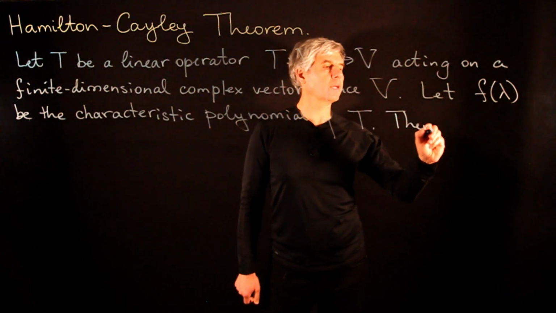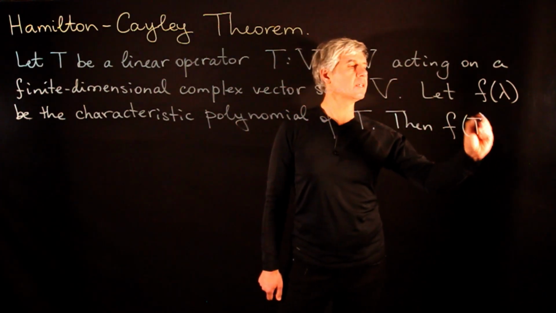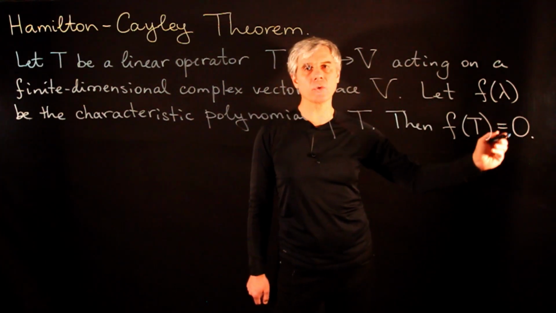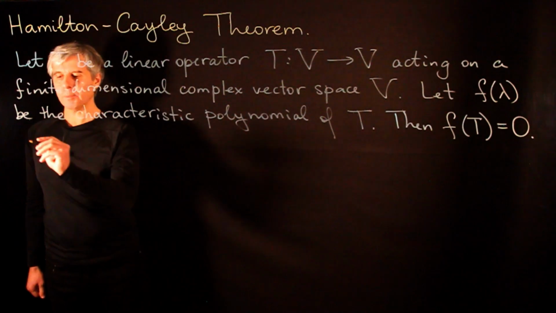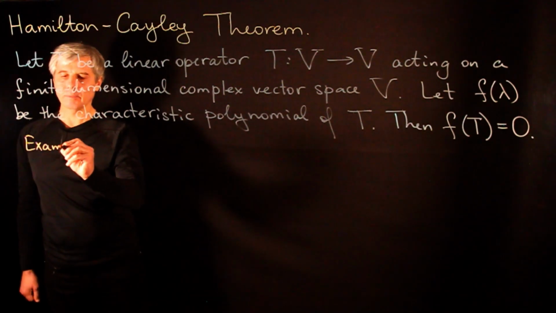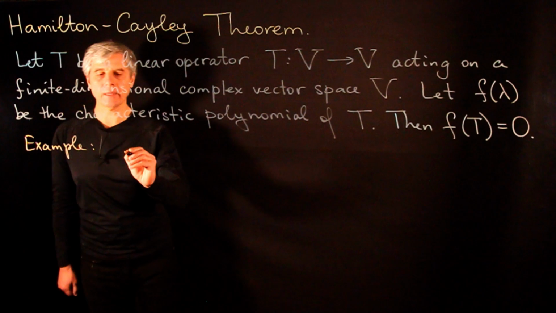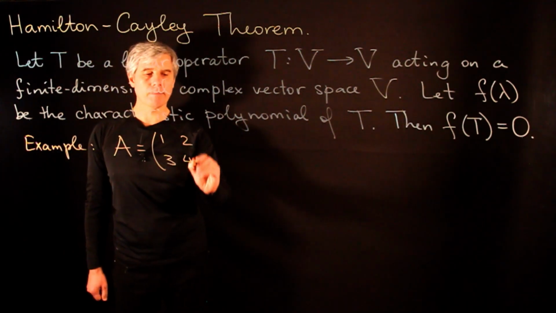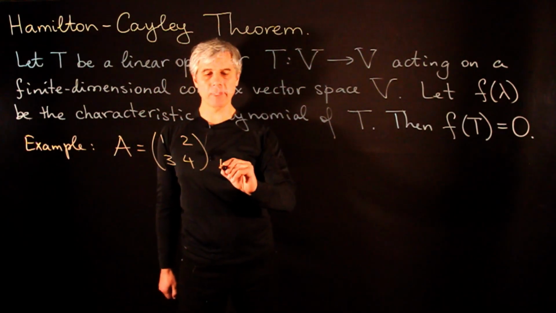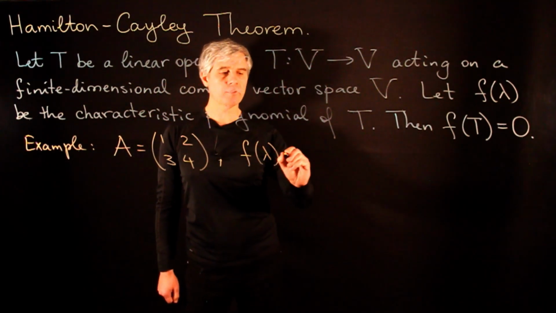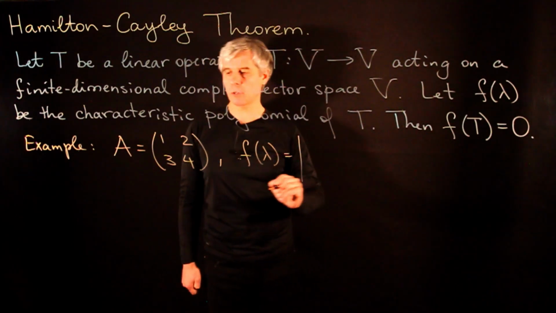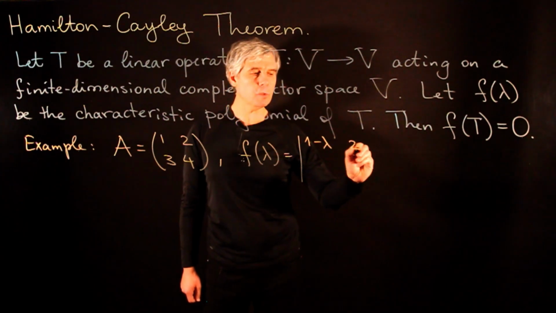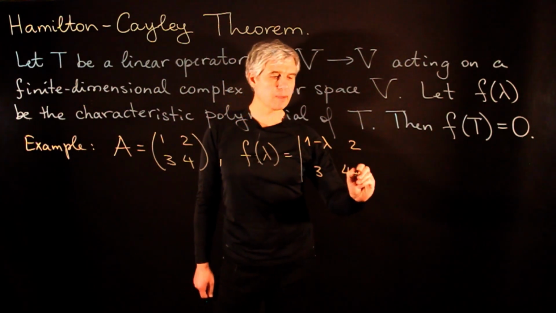Then f evaluated at T is equal to 0, where the 0 is the zero linear transformation. We begin with an example. So let's take A to be the following 2 by 2 matrix: 1, 2, 3, 4. Let's compute f of lambda, the characteristic polynomial. So f of lambda is equal to determinant of A minus lambda I. So we get 1 minus lambda, 2, 3, 4 minus lambda.